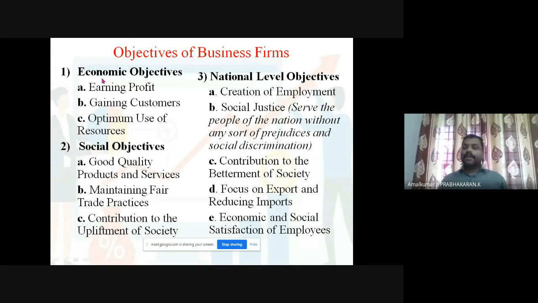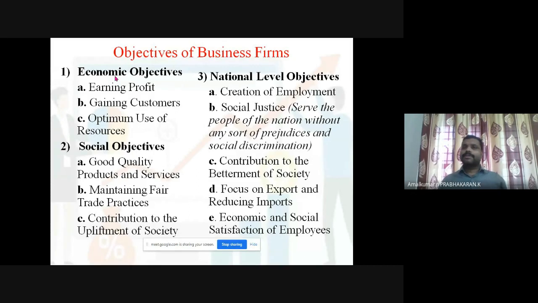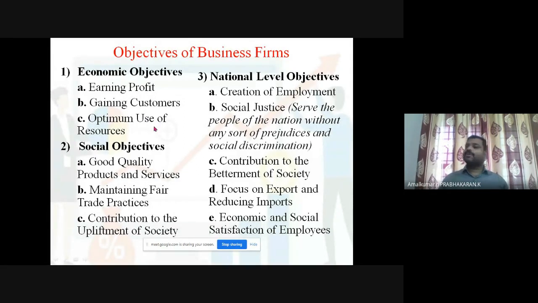So the first one is the economic objective of a business unit. The first economic objective is earning profit. That is a major objective, or maximizing their profit. They are focused on maximizing their profit. Then gaining customers, or attracting more customers, is their economic objective. Then the last one is the optimal use of resources, or optimum utilization of the available resources. This is another economic objective for the business firm.